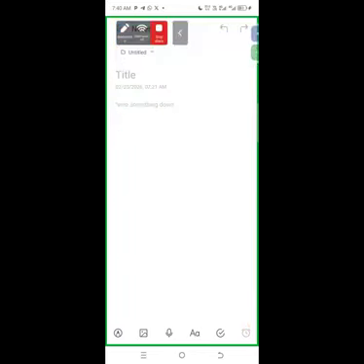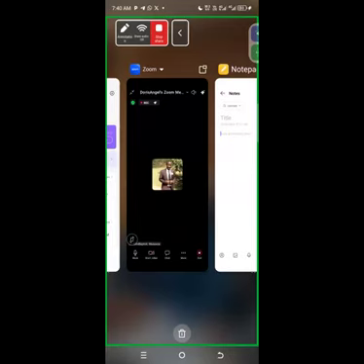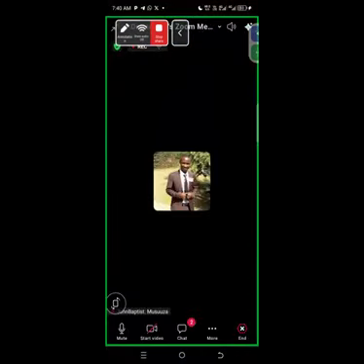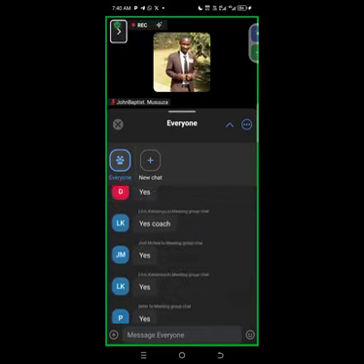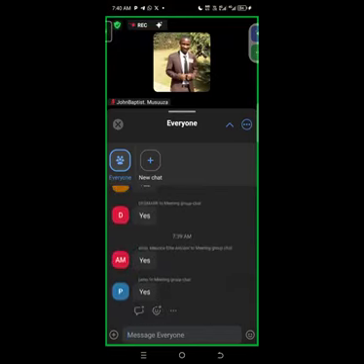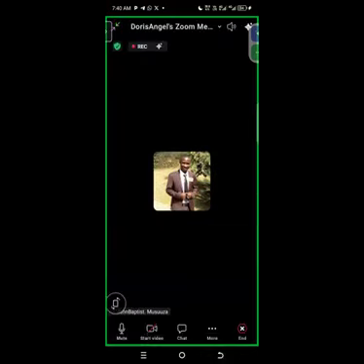Let me know if you get it. We are going to the TradingView app. Do you get it? Let me know if you get it.